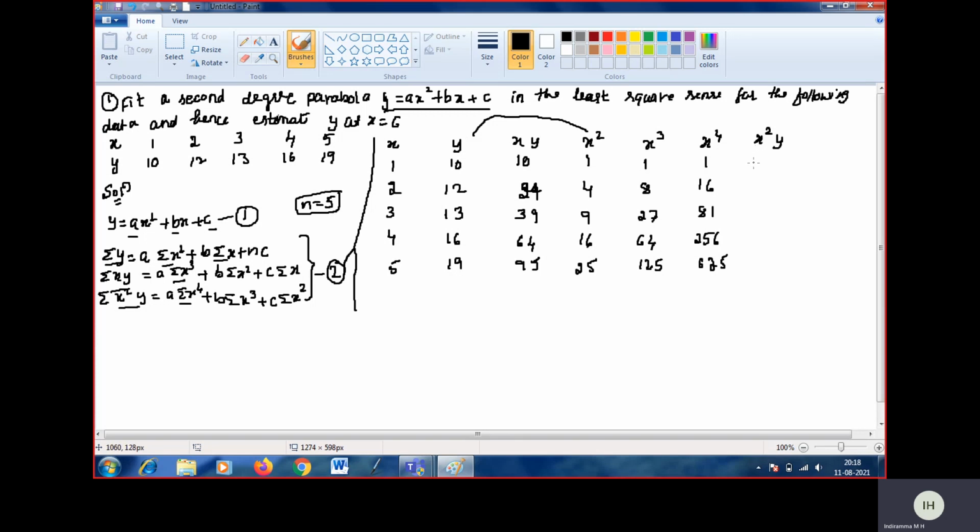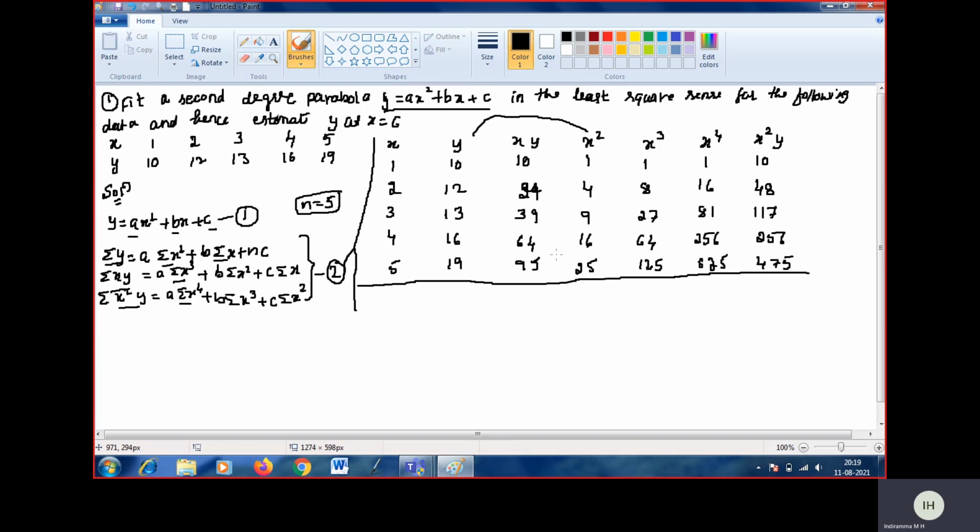Then consider x square into y. So x square into y: 1 into 10, 10. Then 48. Then 117. Then 256 and 475. Now find out the summation of all these values.